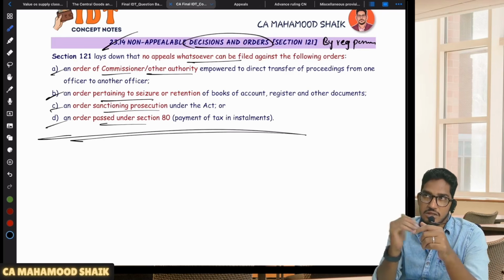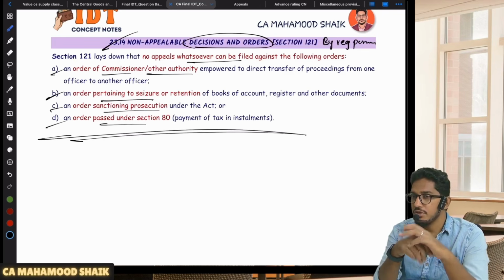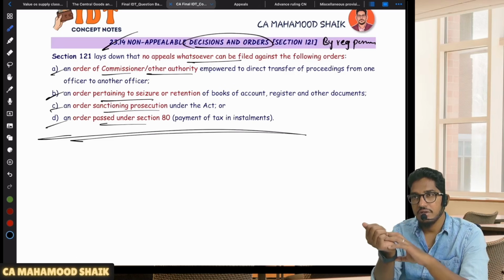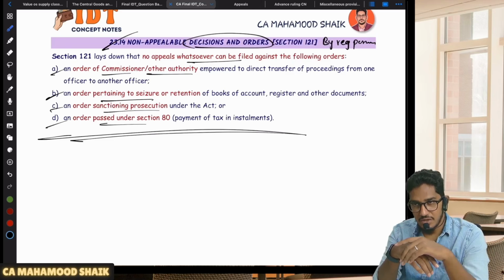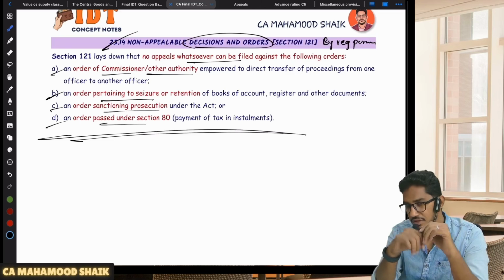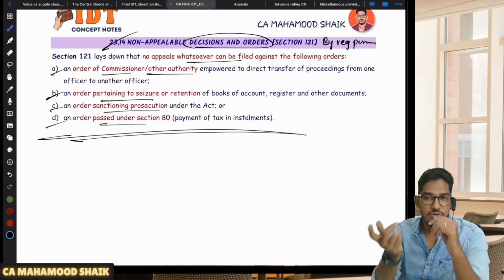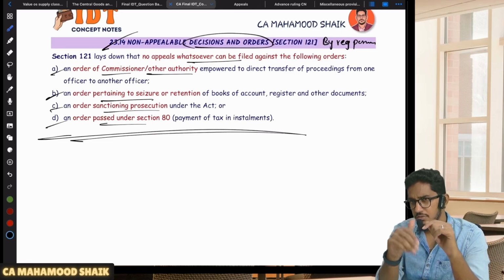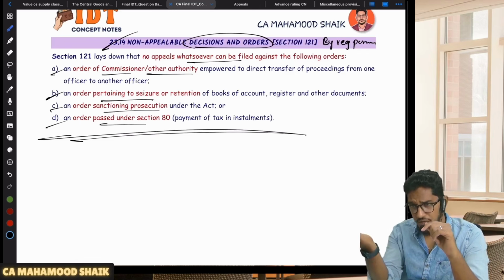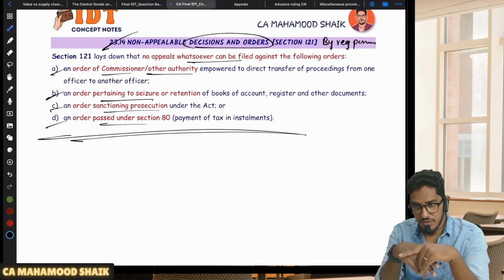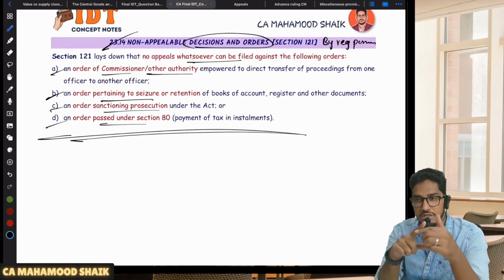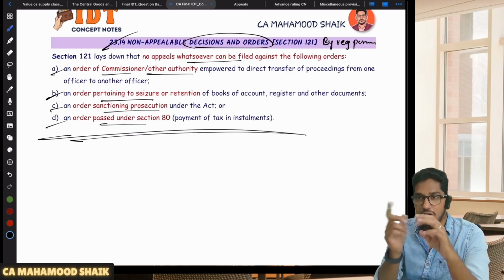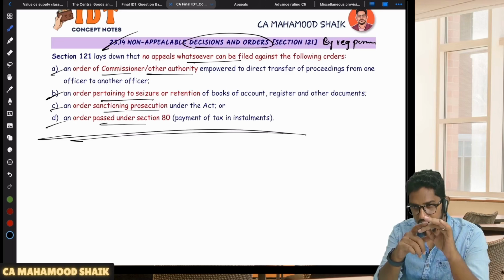Then in between we have seen one option called revisional provisions. What actually a revisional authority is: if the adjudicating authority has passed an order, another jurisdictional officer can pick up this order and do the revision. However, there are some orders which you can't revise. Whatever orders against which you can't go for appeal, even revision is not possible for the same orders. Like an order passed by the commissioner regarding transferring the proceedings from one officer to another officer, an order for seizure, an order for payment in installments.